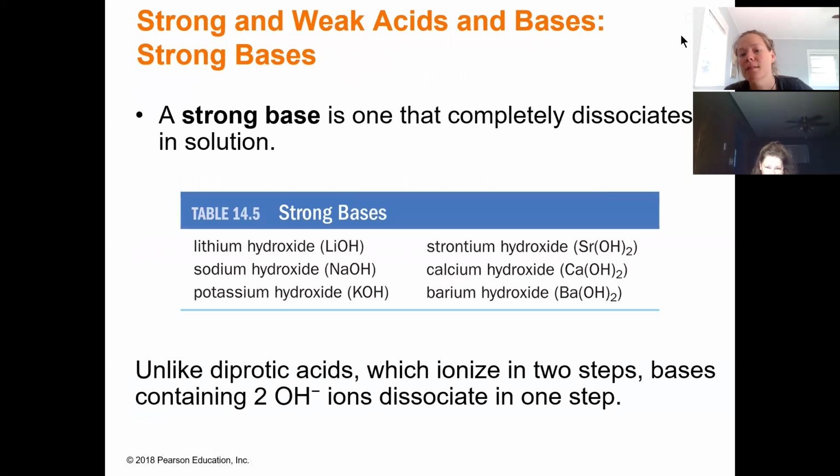So a strong base, just like a strong acid, is something that completely dissociates in solution. Here's a list of strong bases. They're really anything that is in column 1 or column 2 combined with hydroxide. Unlike diprotic acids, where the H is ionized separately, here it ionizes all at once. So if barium hydroxide goes into solution, you're going to get 2 OH- for every 1 molecule.